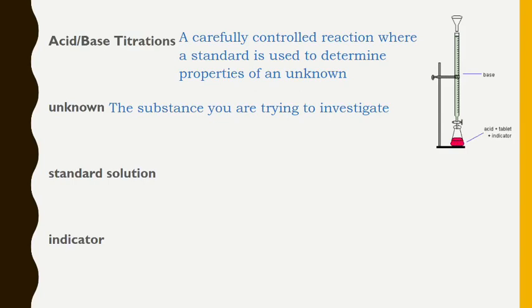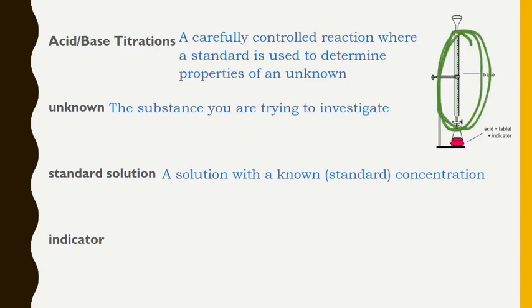The standard that we're using to do that is just a special solution that we know everything about. So it has a known concentration, and we're going to use a known amount, a known volume of it in our carefully controlled reaction. And the carefully controlled reaction that we're doing is generally going to use this thing that we call a burette, and I'll show you how to spell that later. But this is actually a really specially designed piece of equipment to help us do titrations.